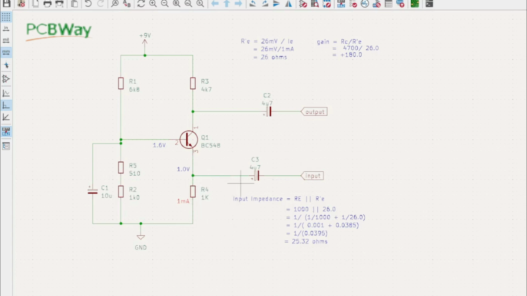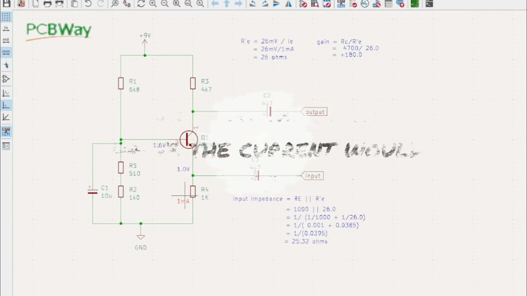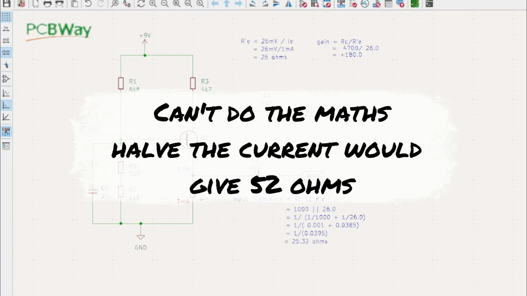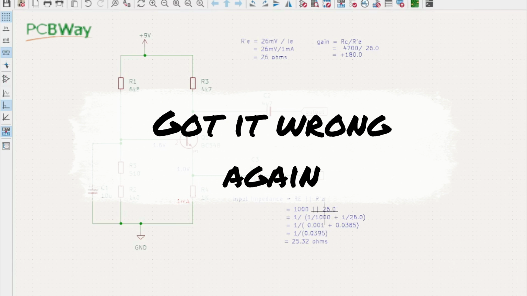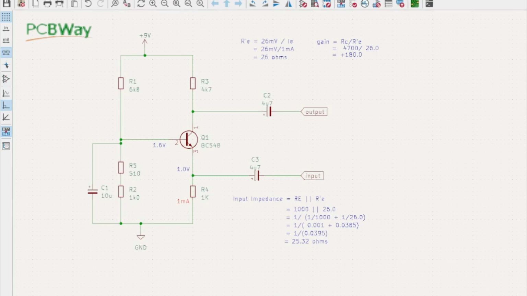If you wanted to match 50 ohms, if we doubled the current, then we could probably get away with making this 50 ohms or thereabouts, because if we doubled the current, RE would probably come out as 13, giving about 52. And what about the output impedance, you may ask? Well, the output impedance is simply this. So we add that over here. The output impedance equals RC, or R3 in our case.